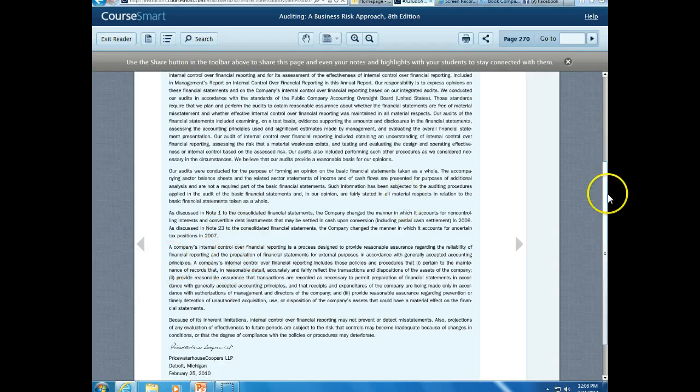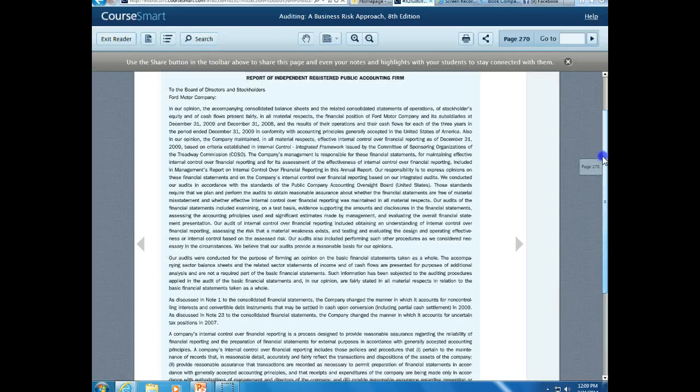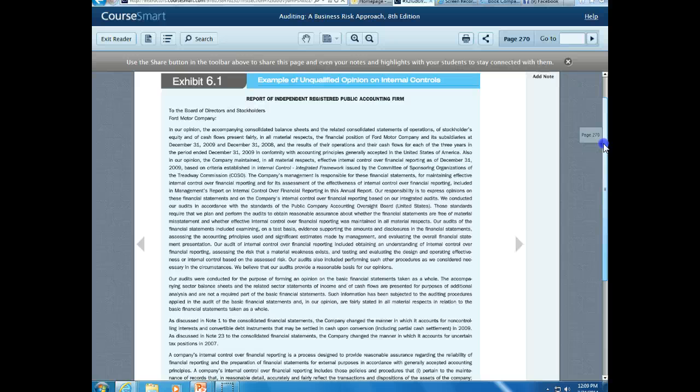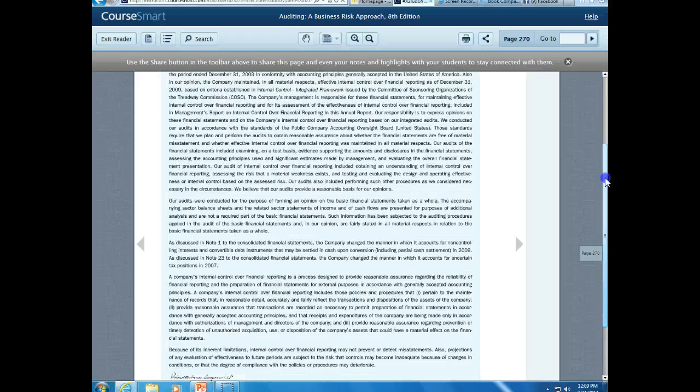So basically what you're seeing here is the information regarding the need to report on internal controls. Here is an example for you of how that gets played into this picture.